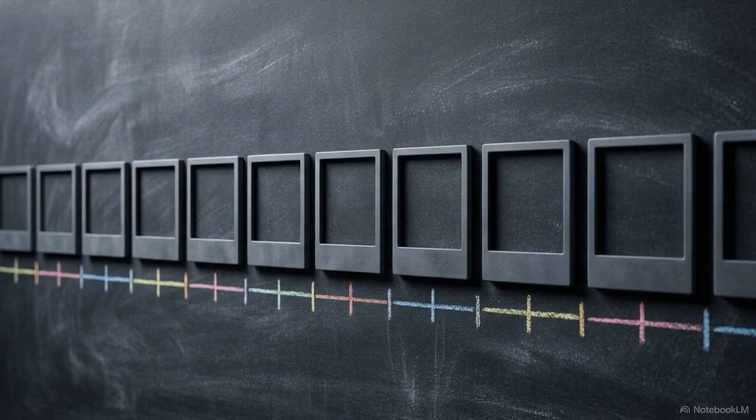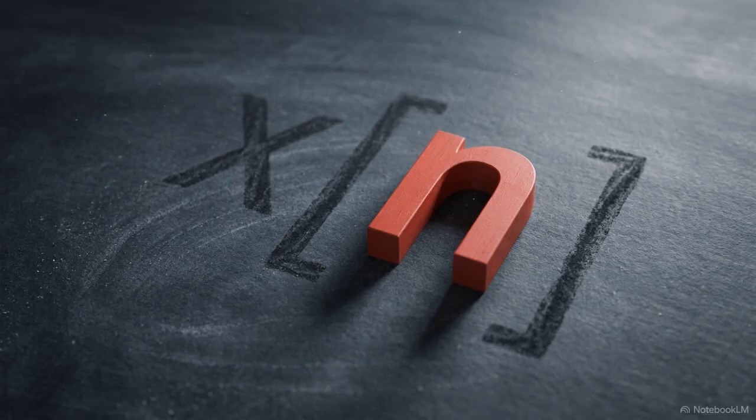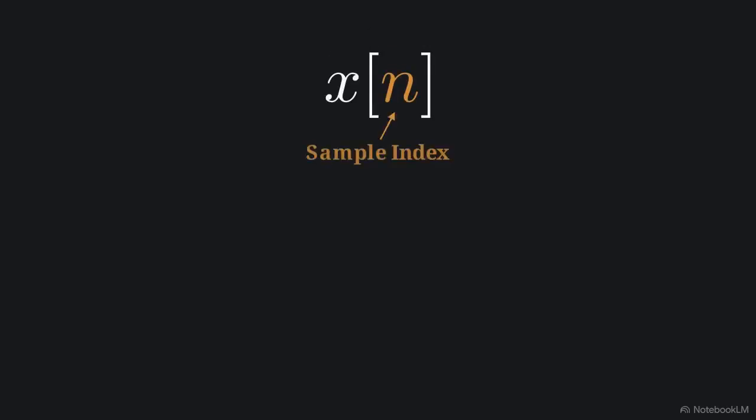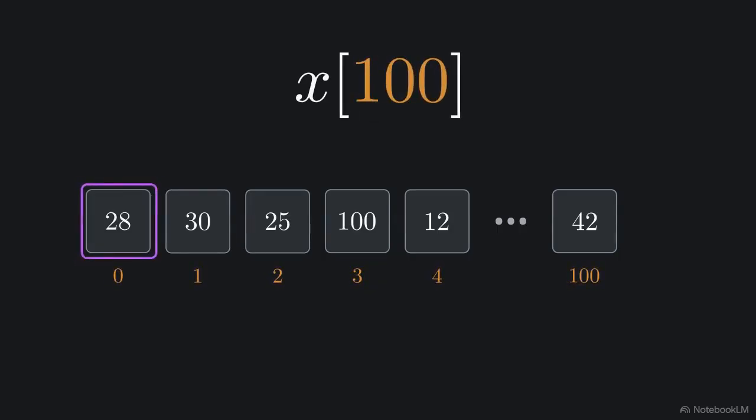The sequence is built from individual snapshots. x sub 0 is the first recorded value, x sub 1 is the second, x sub 2 is the third, and so on. Notice that the number inside the bracket is completely separate from the recorded measurement. That inner variable, n, is the sample index. It serves one specific function. It tells the computer the exact position of the data point within the sequence. If you call for x of 100, the system does not look for a value of 100. It retrieves the 101st recorded measurement from the array.